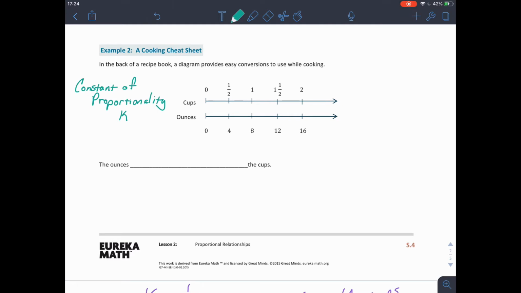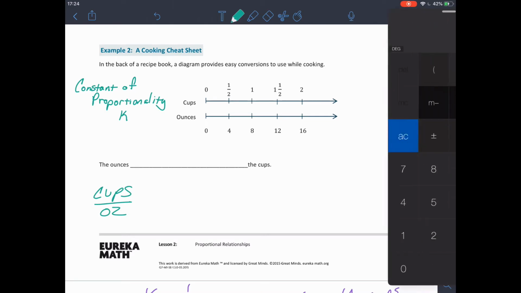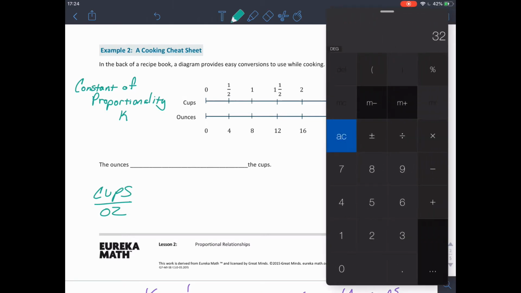So let's look at the rest of our numbers here. All we need to do is set up our ratios and see if they have the same unit rate. So to do that, I'm going to take my cups and divide them by my ounces. So all I need to do then is for my first pair of numbers after my zeros, my half and my 4, I'm going to take half and divide it by 4 and get a unit rate of 0.125, 125 thousandths.